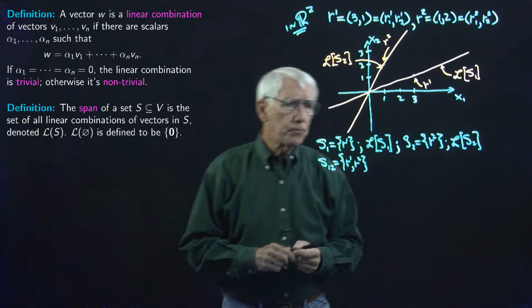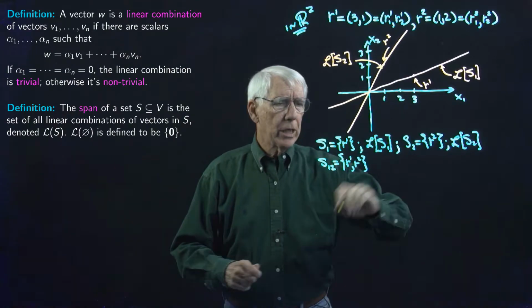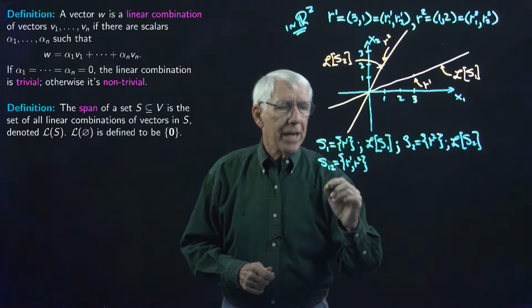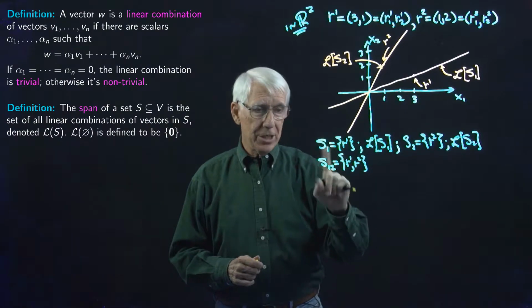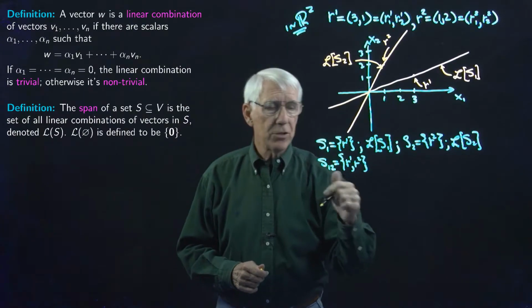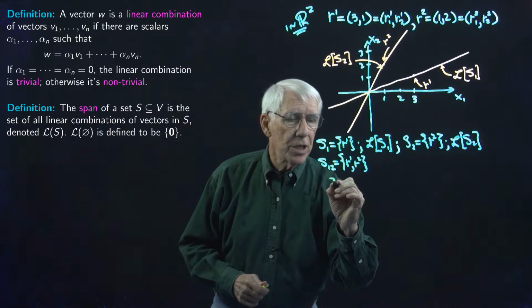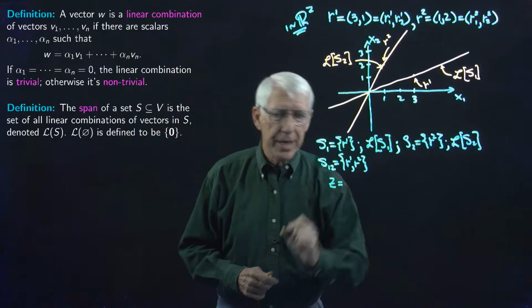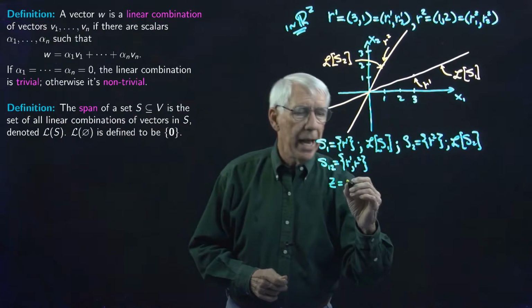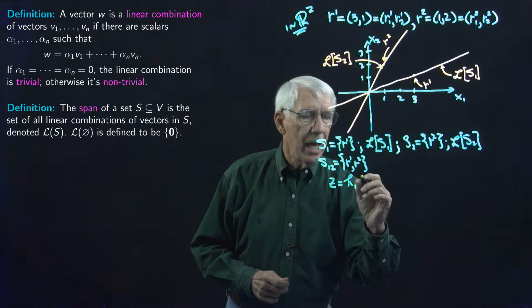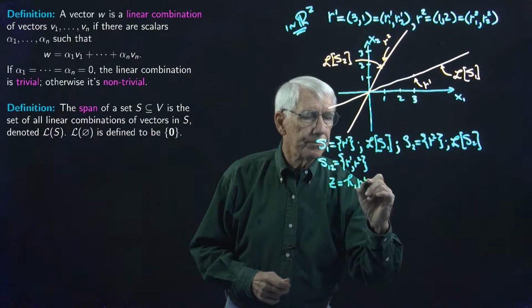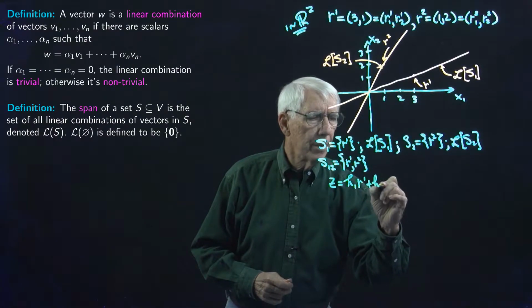And so now let's look at the set of all linear combinations of vectors in this set of these two vectors, and I'm going to use a Z as the name of the linear combination, and I'm going to use H's as the scalars.